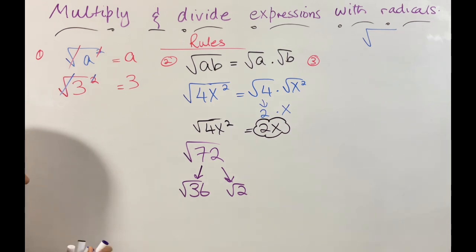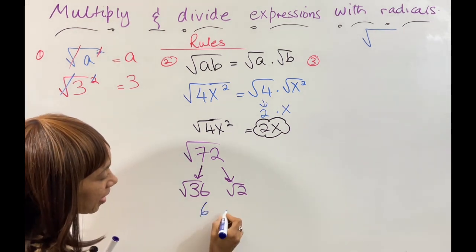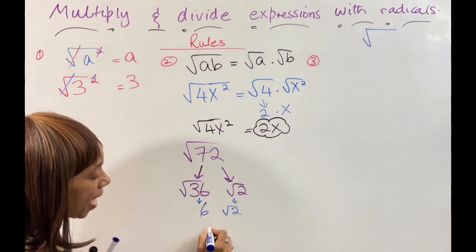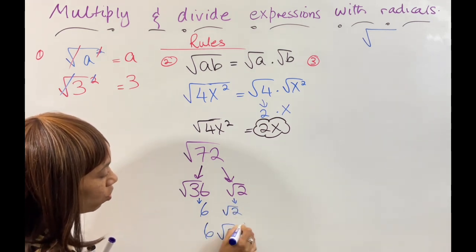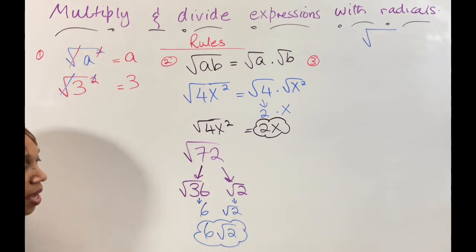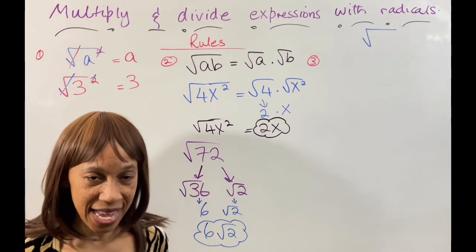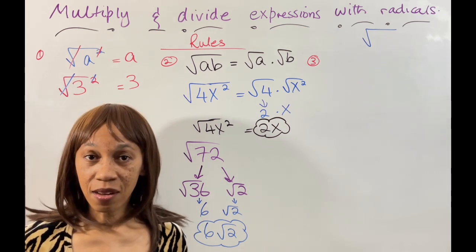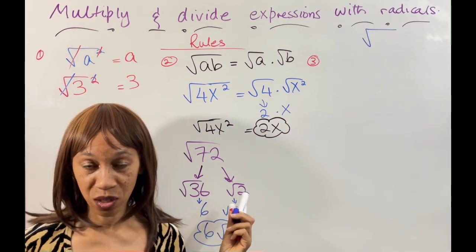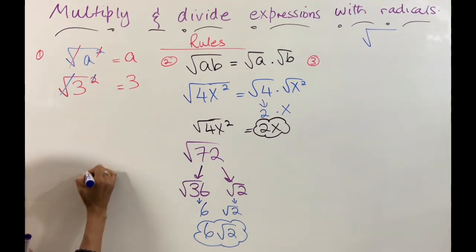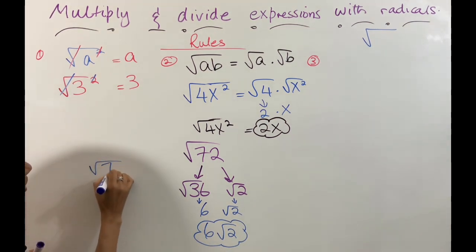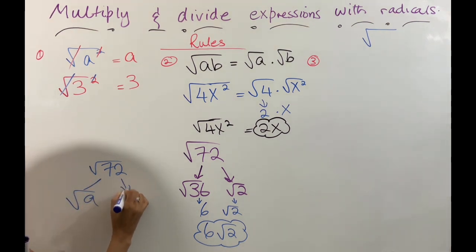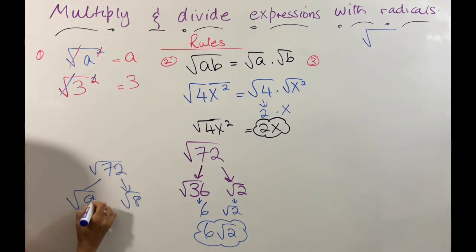So radical 36 we know off the top is going to be 6. And radical 2, we just bring down our radical 2. So our answer here is 6 radical 2. But there are cases when sometimes we don't remember the greatest factor such that is a perfect square, and we might say, okay, let's try this one. We have radical 72 here, and we decided to do radical 9 and radical 8. Fine. You can do that.